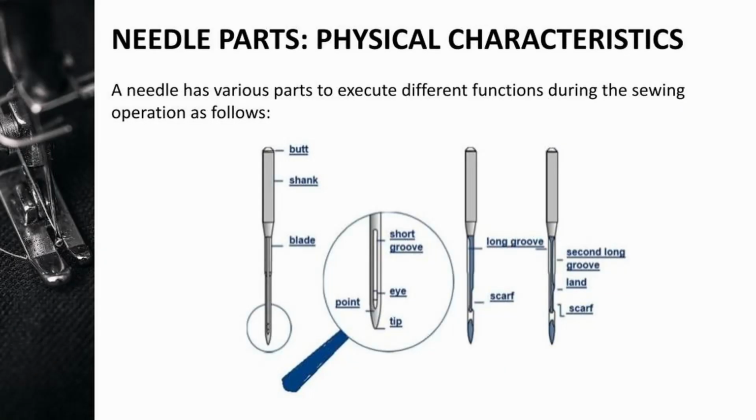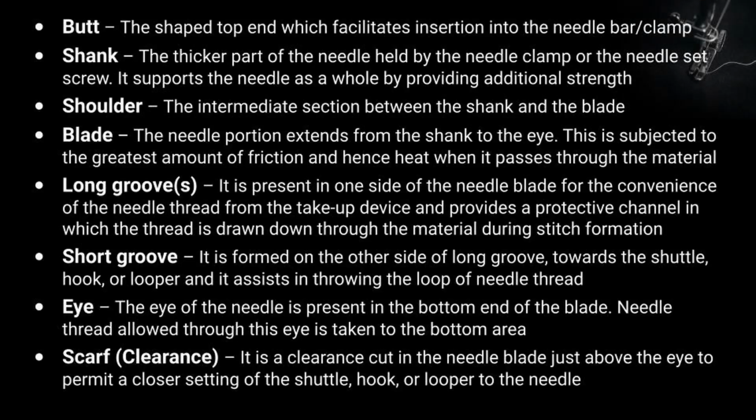Needle parts and their physical characteristics. The needle has various parts to execute different functions during the sewing operation. You can see the picture, it's showing you all the parts. The first part of the needle is called the butt, B-U-T-T, the top end, which facilitates inserting into the needle bar clamp.